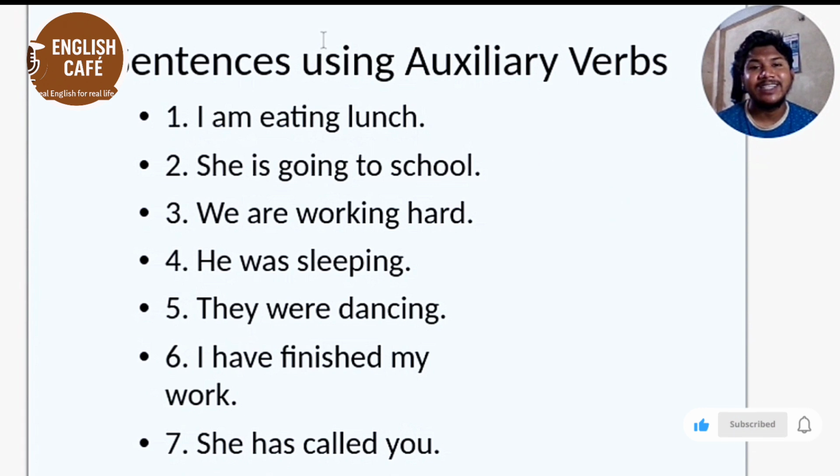So some sentences using auxiliary verbs are I am eating lunch, she is going to school, we are working hard, he was sleeping, they were dancing, I have finished my work, she has called you, they had gone home. So these are the example sentences using auxiliary verbs.